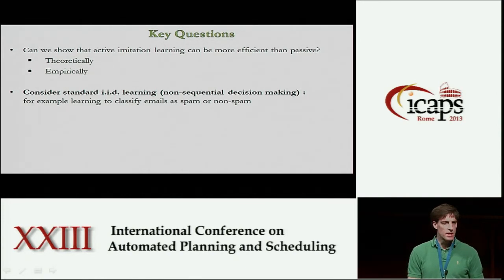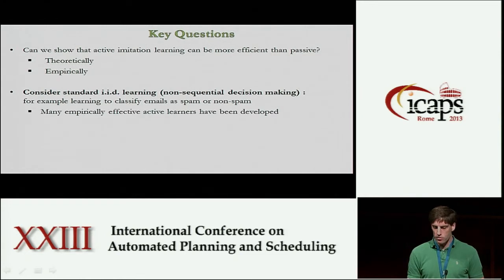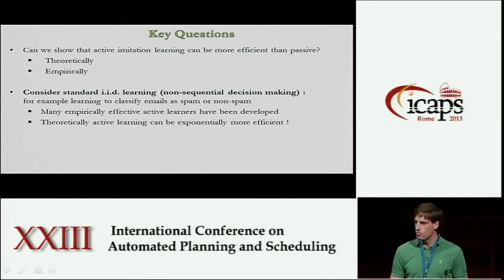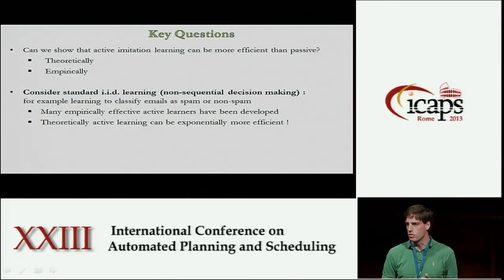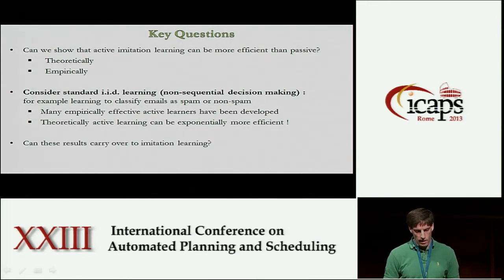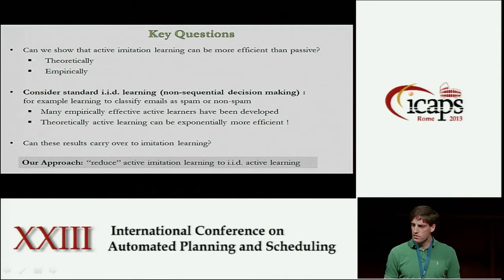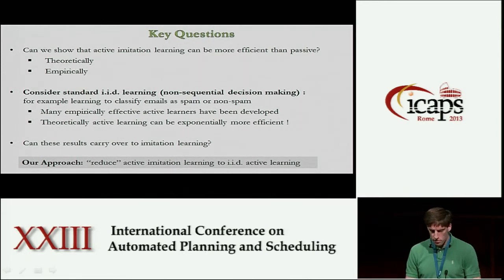And active learning has been studied in this setting quite a bit, and there are many effective algorithms. And what's even more interesting, I think, is there's some really interesting theory behind active learning. So what they can show is that under some assumptions, active learning can be exponentially more efficient than passive learning. So that's a pretty remarkable result. And we wanted to know if we could draw on these algorithms and these theoretical results for the imitation learning setting. And so the approach that we're taking to active imitation learning is to see if we can reduce active imitation learning to IID active learning, so that we can leverage those algorithms and those theoretical results.